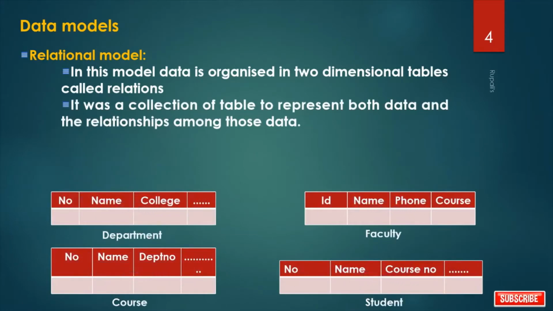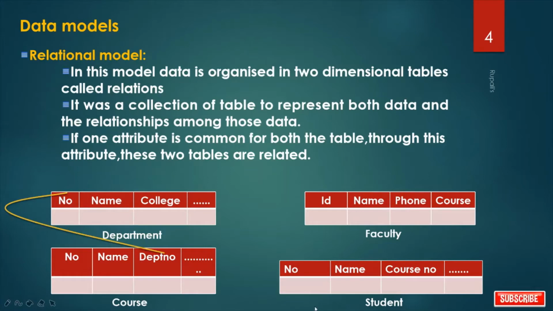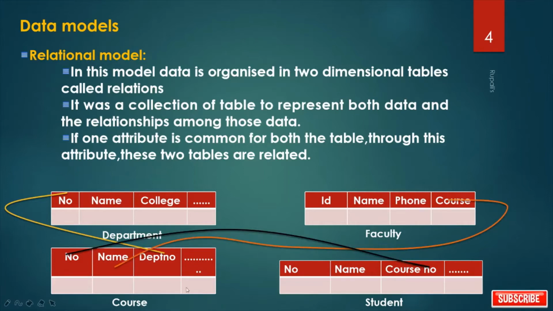It has a collection of tables to represent both data and the relationships among those data. So these columns are called attributes. If one attribute is common for both tables, through this attribute, these two tables are related. Like the department number attribute is the same for both the department table and the course table. Course number is the same for both the course table and the student table. And the course name attribute is the same for both the course table and the faculty table.